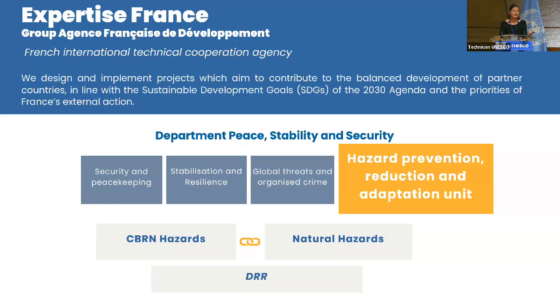Expertise France is part of the group Agence Française de Développement. We are the French International Technical Cooperation Agency, and we design and implement technical assistance financed by several donors, such as, for example, Agence Française de Développement, but DG ECO or others. We are working on climate issues, biodiversity, sustainable development, democratic, economic and financial governance, health and human development, peace, stability and security, the department which I belong to. So we have a specific unit focused on disaster risk reduction, addressing both natural hazards and CBRN hazards.